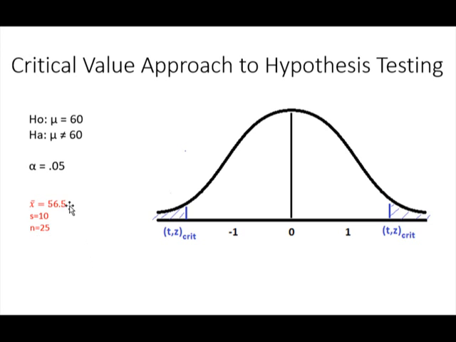Now that means that this 56.5, which is 3.5 units below the expected mean of 60, in terms of standard errors, is 1.75 standard errors below 60. Remember, a standard error here is 2, 10 divided by the square root of 25.